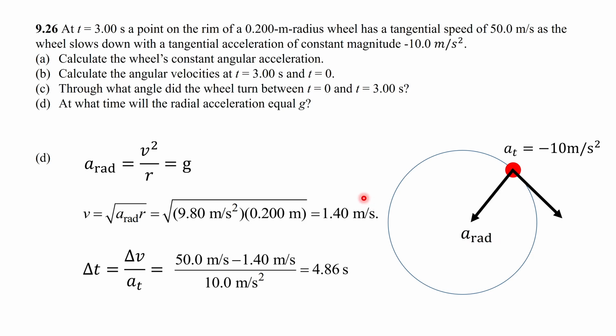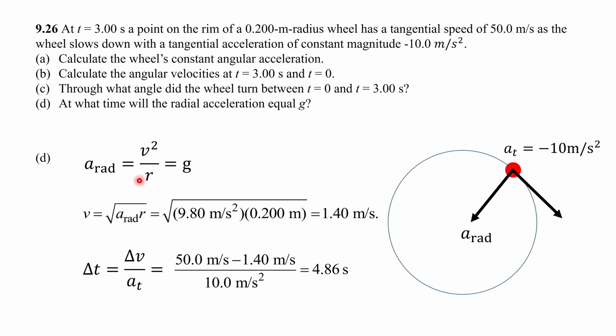So in part D, we are going to calculate the time when the radial acceleration equals g. That means this acceleration equals g. In this question, we know the tangential acceleration is a constant. It's always equal to minus 10. But the radial acceleration is not a constant. It depends on the velocity. So we have the relation between the centripetal acceleration and the linear speed: the acceleration equals the velocity squared over the radius.